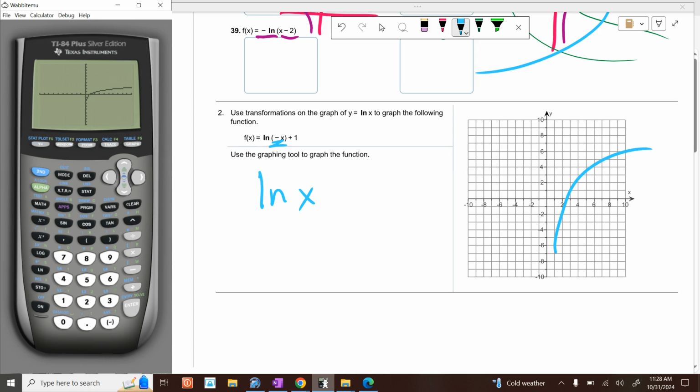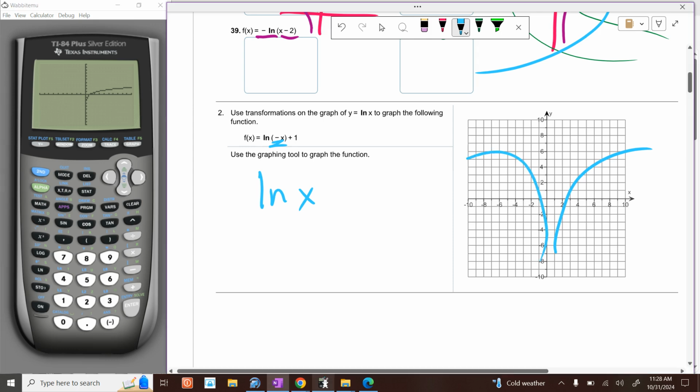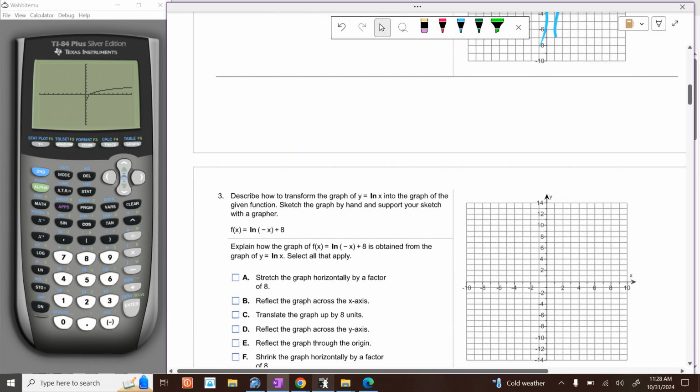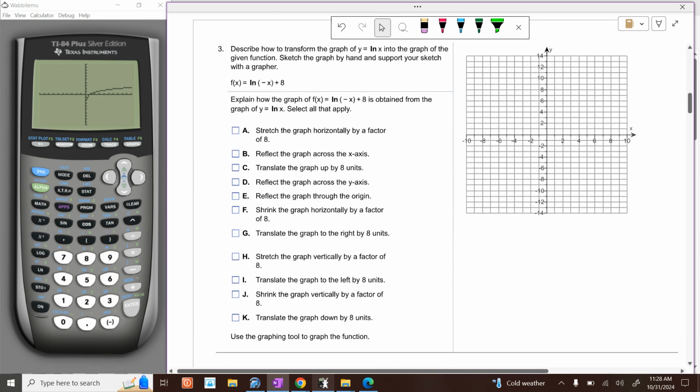All right. So the negative on the inside flips it around which axis? The y-axis. So then it would go like that, and then you'd move it up by 1. On Math Excel, they have the "help me graph this" feature on there, and it'll help you graph this one pretty easily. It'll go like this and then up 8.